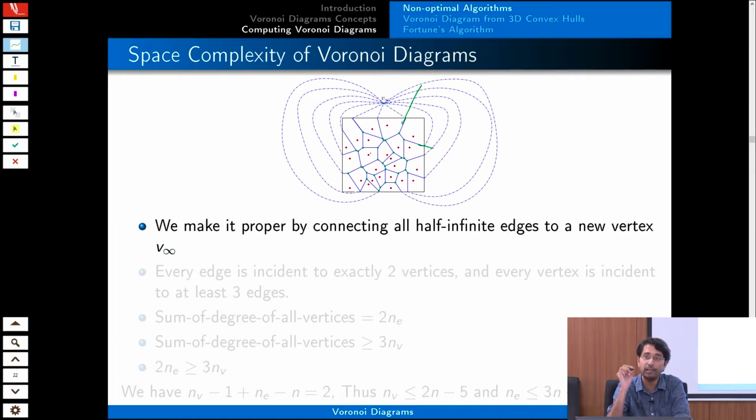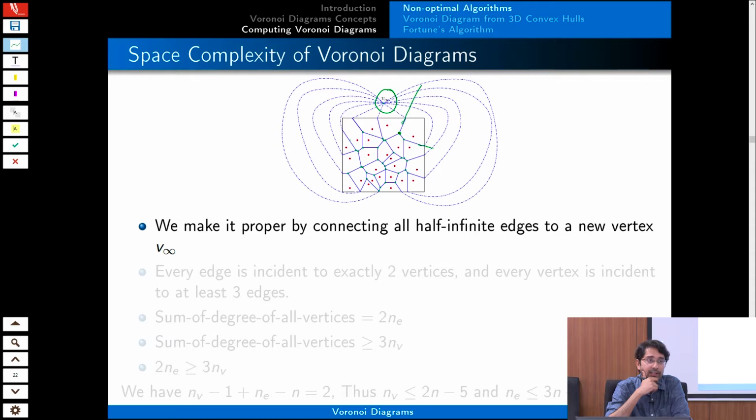A planar graph needs to have edges between two vertices. This edge is between this vertex and infinity. So, strictly speaking, it is not a planar graph, but we can make it planar by adding a new vertex here. We add a new vertex V infinity here and add all the half edges to this. So, I am just overcounting by 1 and constant I do not care. Okay? Are you still with me?